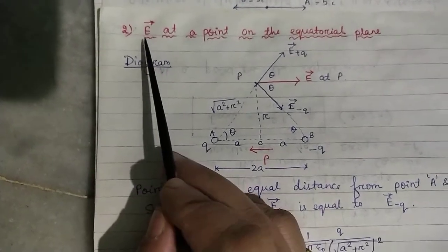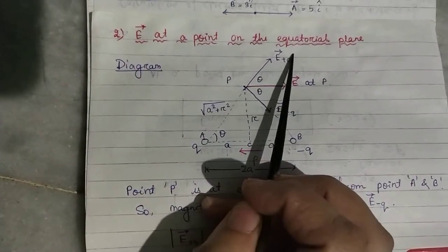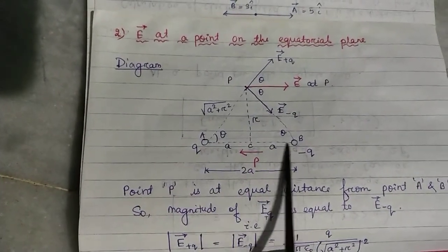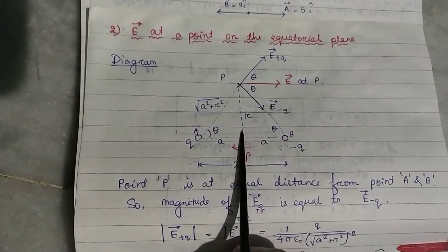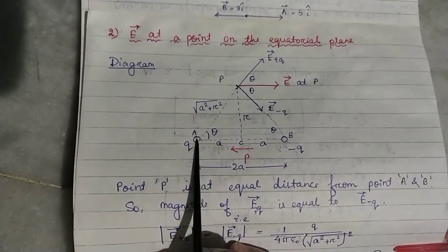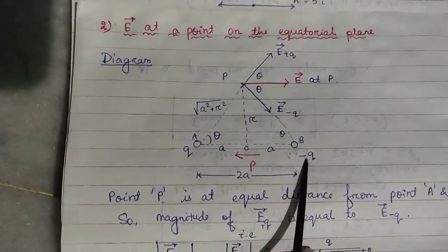Hi student, let us calculate the electric field at a point on the equatorial plane. Equatorial plane means it will be exactly on the line joining the midpoint of the two charges. Here we have two points A and B, and we have charge plus Q and minus Q here.